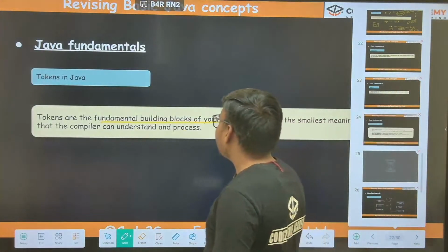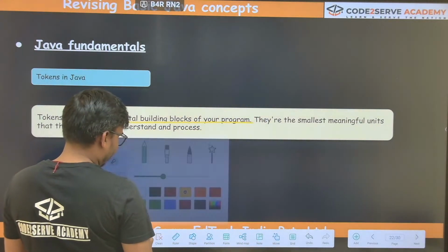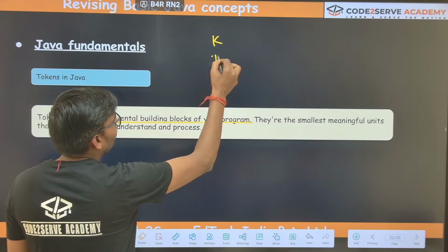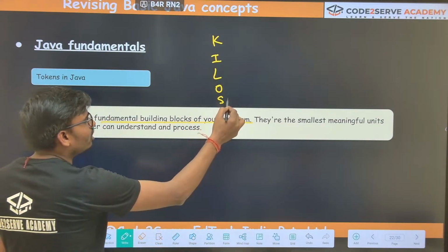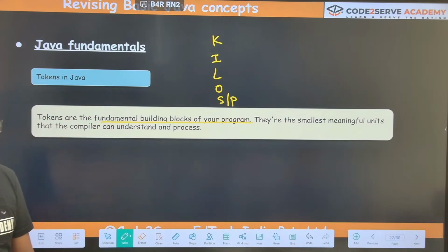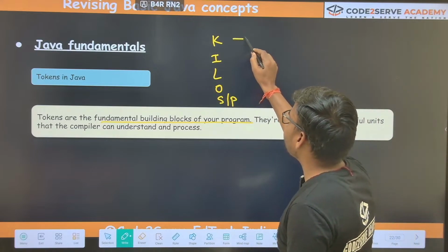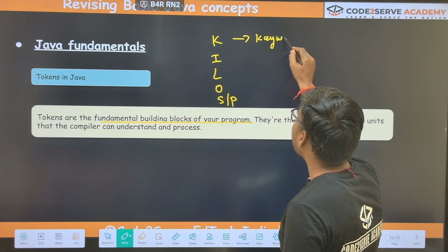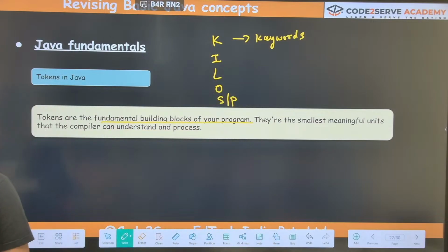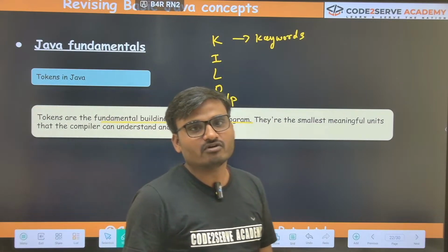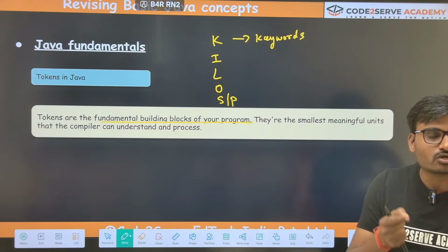Okay, so in the token you should probably learn about it this way. Let me show. KILOS. Okay, this is also S or P. All right. So K stands for keywords. Okay, so there are n number of keywords. Keywords are basically a predefined word, that means you cannot use that word that is already defined.